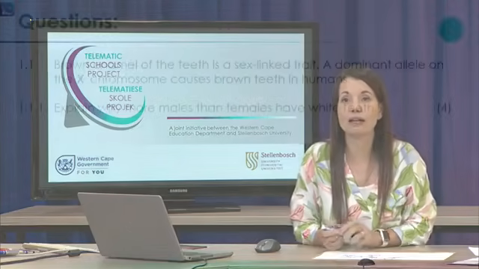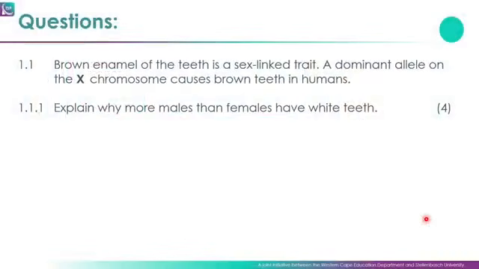Right, grade 12, I think we might have quick time for a question. So let's just quickly have a look at a question where brown eyes are sex-linked, with dominant alleles on the X chromosome. So they ask you, explain. This is a very important question, and that's why I want to end with this question. Why will more males than females have white teeth?